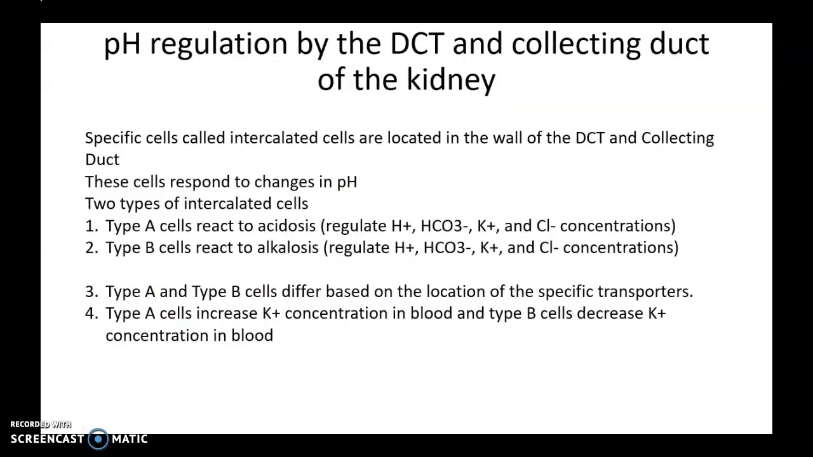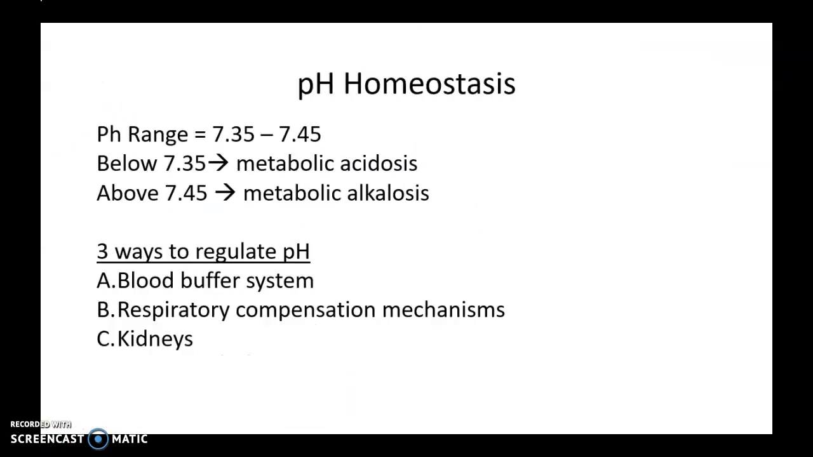Let's talk about pH homeostasis. So this is another function of the renal system, and our normal body pH ranges between 7.35 to 7.45. If it goes below 7.35, we have metabolic acidosis. If it goes above 7.45, we have metabolic alkalosis.